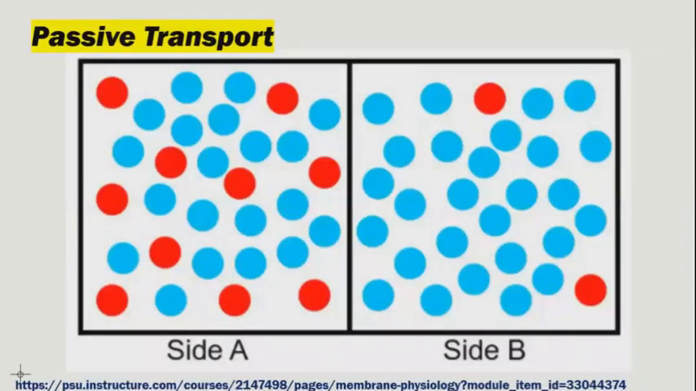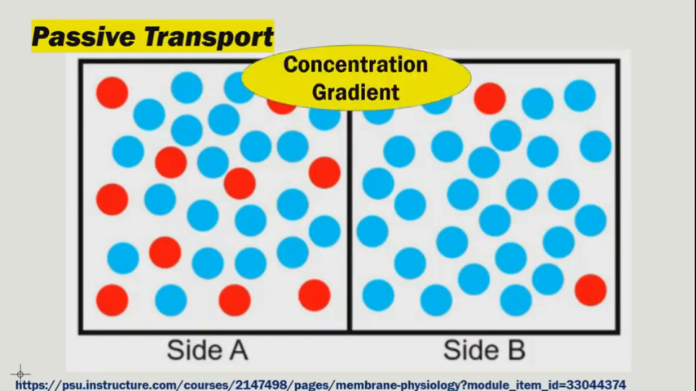All right, so passive transport is a naturally occurring phenomenon, and it does not require the cell to exert any of its energy to accomplish the movement. In passive transport, substances move from an area of higher concentration to an area of lower concentration. We call this the concentration gradient. So let's define it. A concentration gradient is the difference in concentration of substances across space.